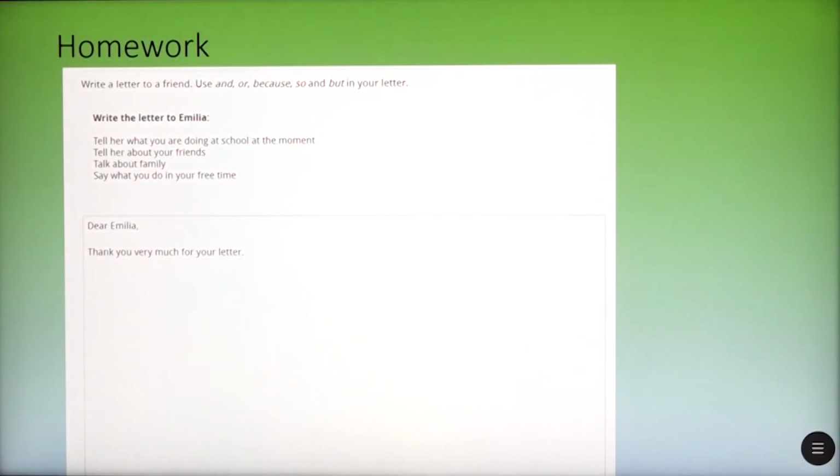And as homework, you're going to write a letter to a friend and you're going to use the linking words and, or, because, so, and but. You have some tips down there to start the letter and to finish it. So you're going to tell your friend, her or him, because you might change the name. Not necessarily should you write to Emily. Tell her what you're doing at school at the moment. Tell her about your friends. Talk about family and say what you do in your free time.